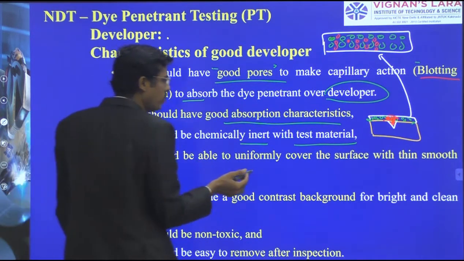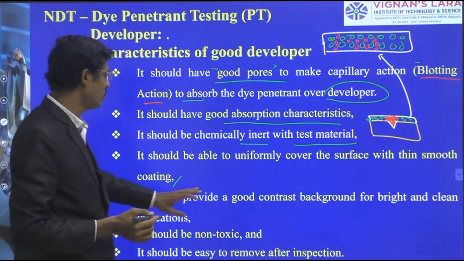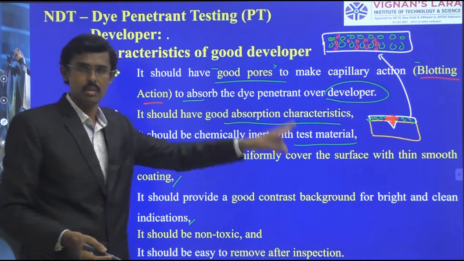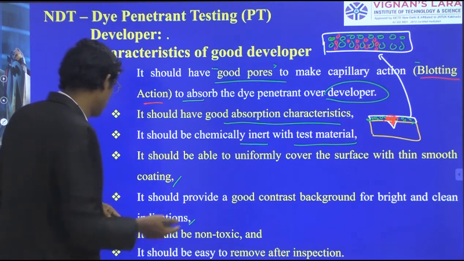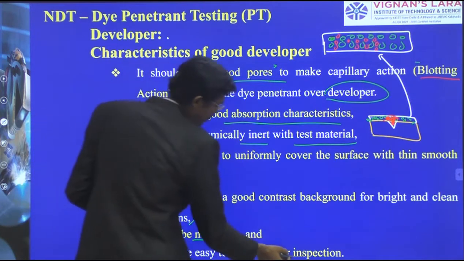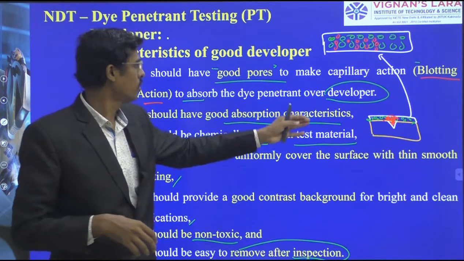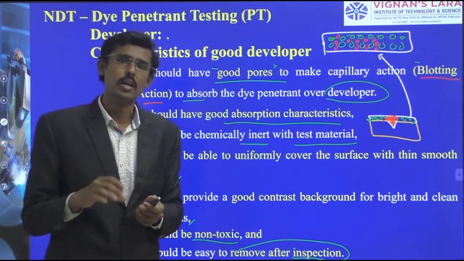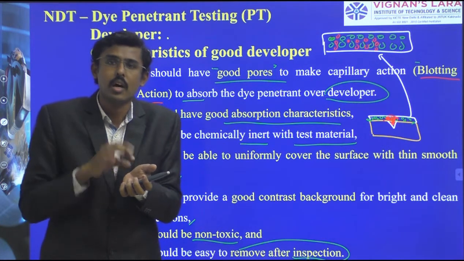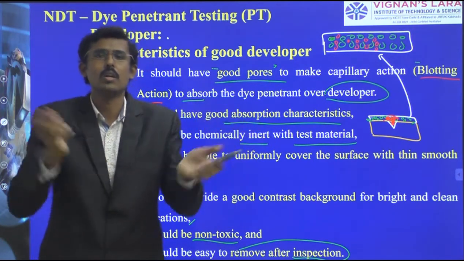It should be able to uniformly cover the surface with thin, smooth coatings. It should provide a good contrast background for bright and clean indications, such as a white background with red penetrant. That is why it should have good contrast. It should be non-toxic and easy to remove after inspection. Otherwise there are very strong stains. When the developer is applied over the specimen, it sticks to the sample, and even when a water washable clean or solvent clean process is done, the stains of the developer fixed over the specimen will not come out.